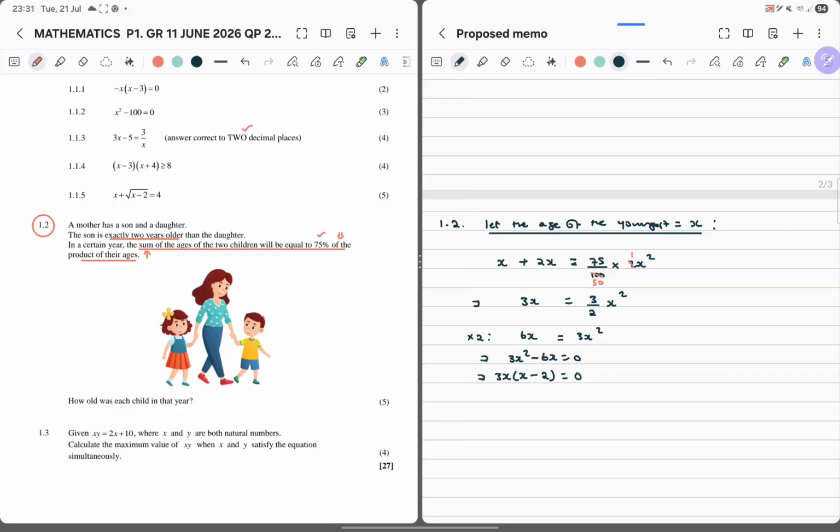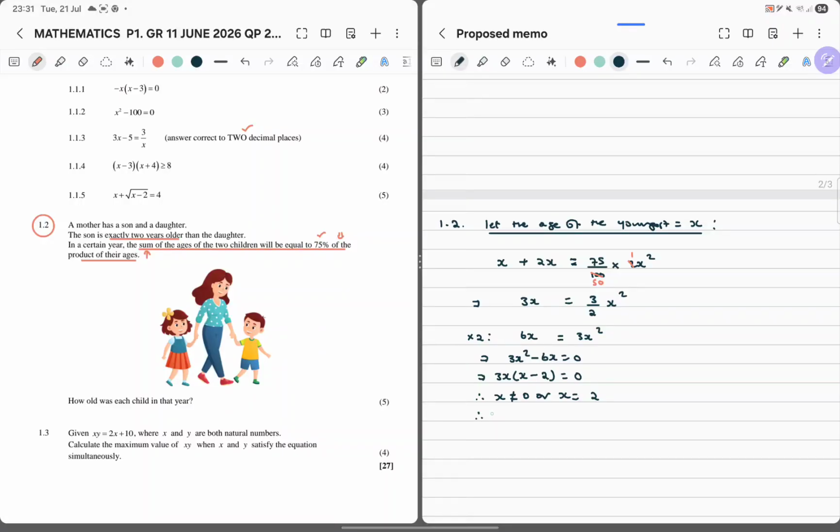Is that good? Yes, it looks good. So therefore x is equal to 0 or x is equal to 2. Obviously, there can't be a 0 here, so this is not possible. So this further simplifies that.